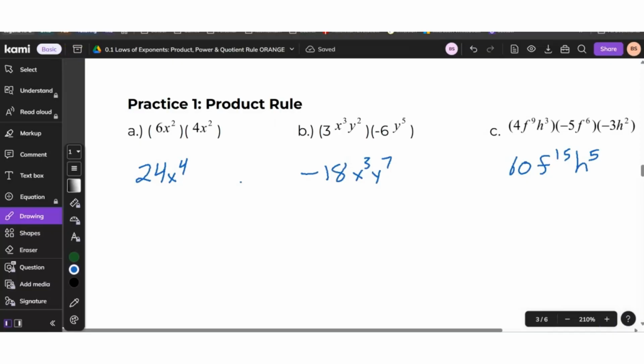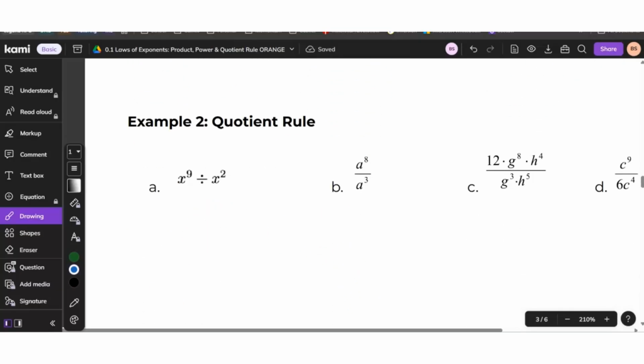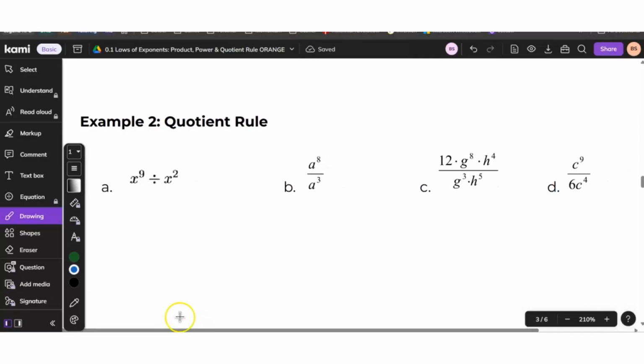All right, so there's your answers, so you can check them. All right, let's try quotient rules. We're going to try some quotient. So if I'm dividing, now I subtract. So x to the 9 minus 2, 7. Over here, a to the 8 minus 3, that's 5. A little bit trickier here. The 12 divided by 1 is still 12. G to the 8 minus 3 is 5. And h to the 4 minus 5 is -1.